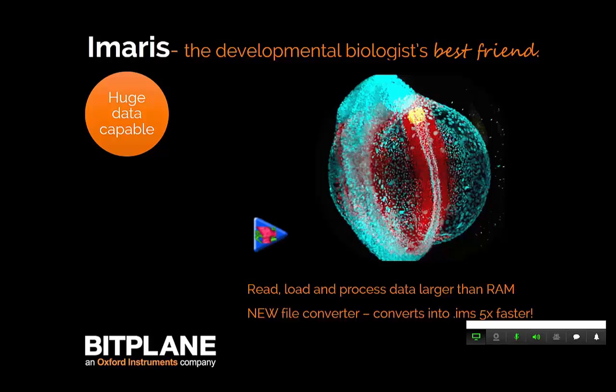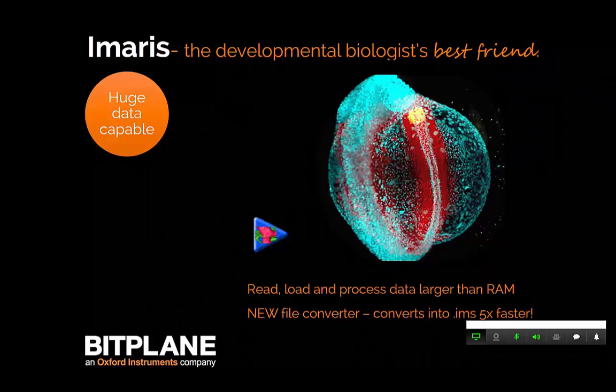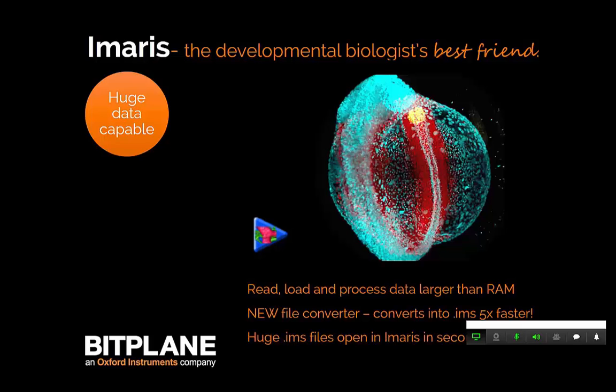We also have a new file converter, which can convert your file formats into our own IMS format substantially faster than before. We support 48 different file formats, so all of those formats can be directly converted into an Imaris IMS file for the purpose of visualization and analysis. Once your files are in an IMS format, they open up in the Imaris application within a matter of seconds. So we have spent some time working on making the handling and the conversion of these huge files more manageable for our users.